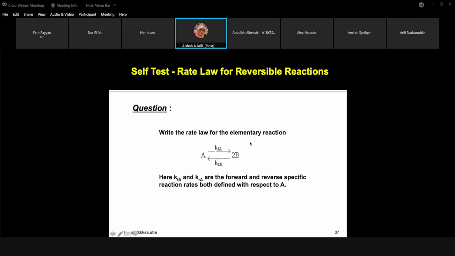Write the rate law for the elementary reaction. This is an elementary reaction, meaning you have to use the 1 and 2 for the reversible reaction. You see, this is a reversible reaction, the arrow. The forward and the reverse specific reaction rates are both defined with respect to A. Without seeing the solution, can you say what the rate law for the reversible reaction is?